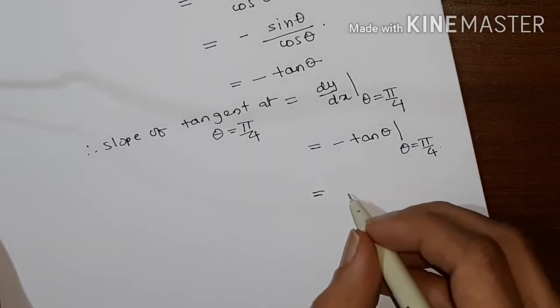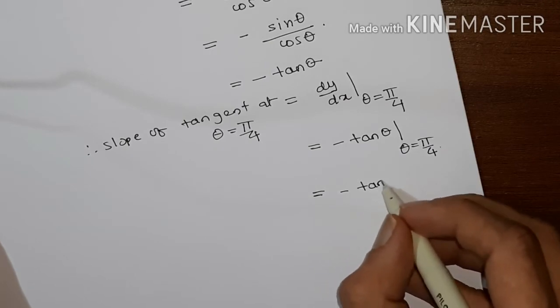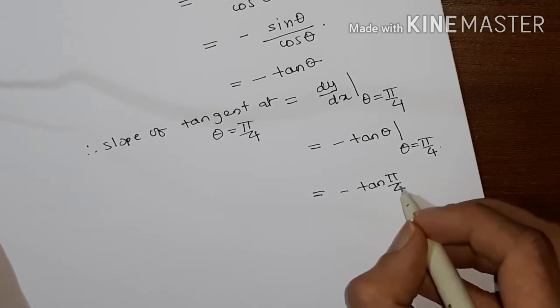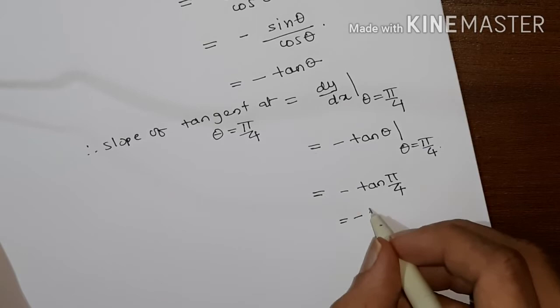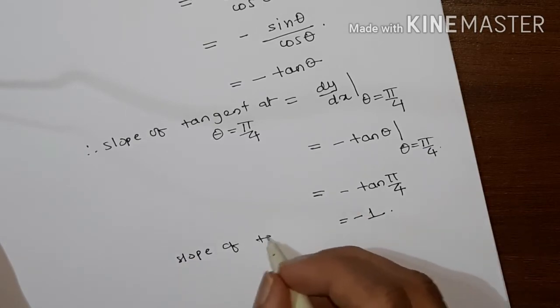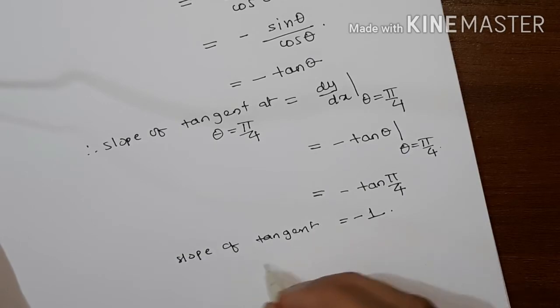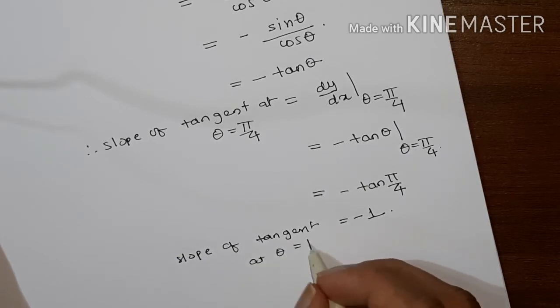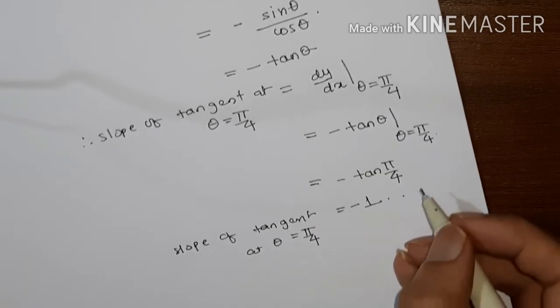So which is minus tan pi by 4, which is minus 1. So the slope of tangent at theta equal to pi by 4 is minus 1.